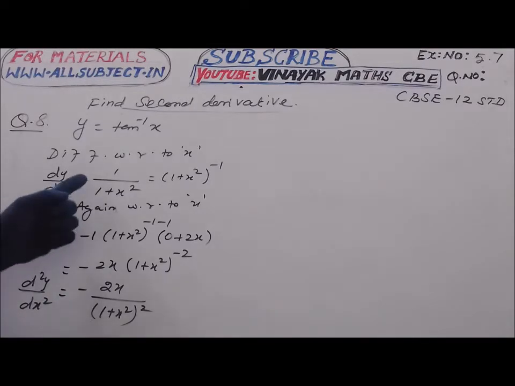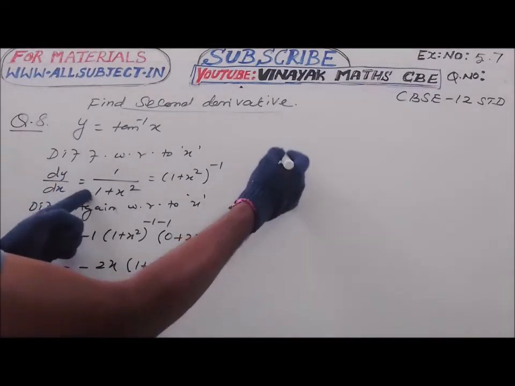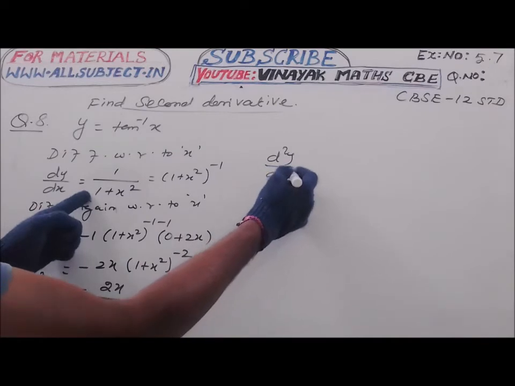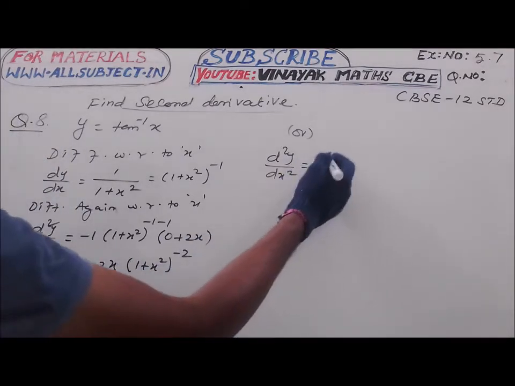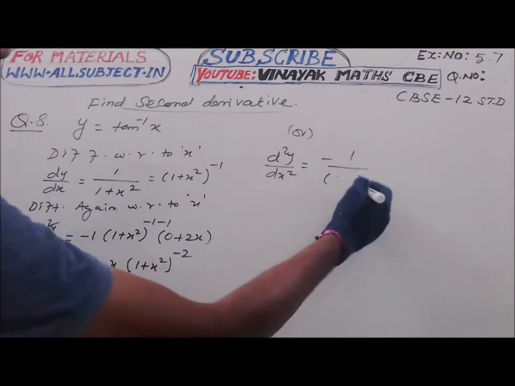Either you can directly go with this step, that is d square y by dx square equal to, or alternatively this is of the form 1 by x. So derivative of 1 by x is minus 1 by x square.